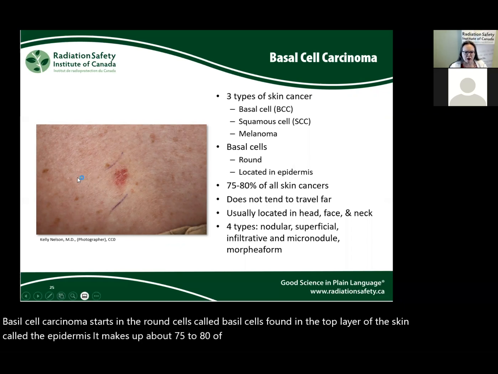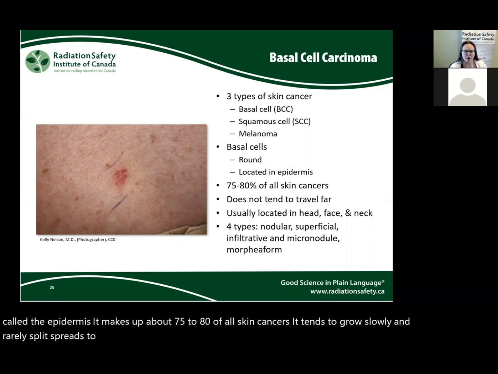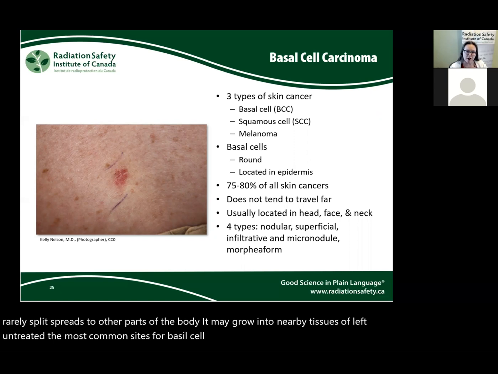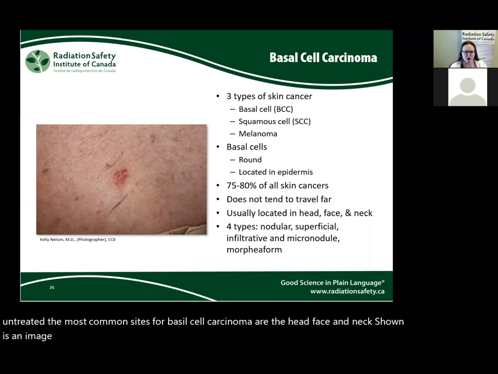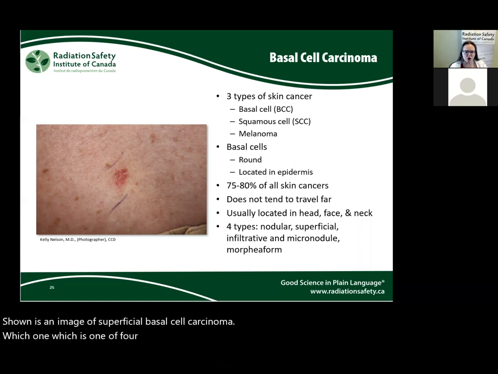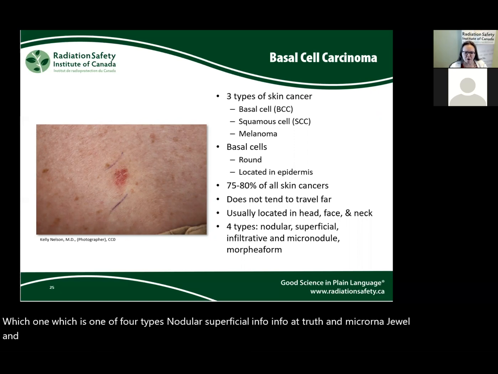It tends to grow slowly and rarely spreads to other parts of the body. It may grow into nearby tissues if left untreated. The most common sites for basal cell carcinoma are the head, face, and neck. Shown is an image of superficial basal cell carcinoma, which is one of four types: nodular, superficial, infiltrative and micronodule, and morphiform.